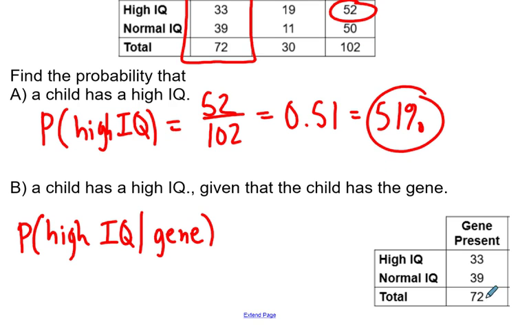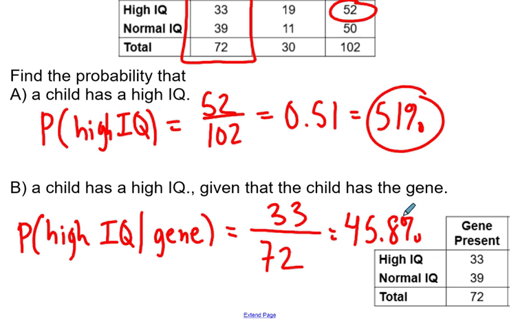So there are 72 cases where the gene is present. So it's out of 72 children. How many also have a high IQ? Well, 33 out of 72 children have the gene present and a high IQ, which turns out to be 45.8%, or 0.458, which goes to show that if you have this gene present, it looks like it lowers your odds of having a high IQ because in the general population, for all people, it's a 51% chance. But now, once I know that they have this gene, it lowers the likelihood that they have a high IQ, and that's why it might be of interest in a medical field.